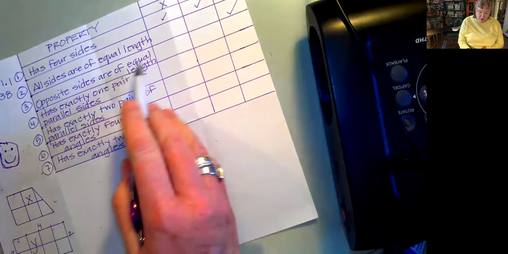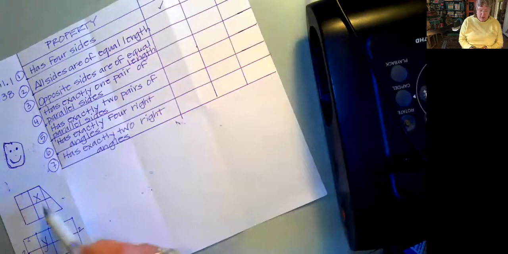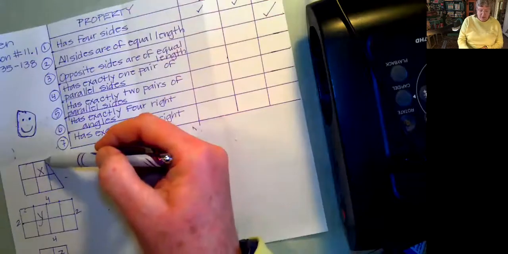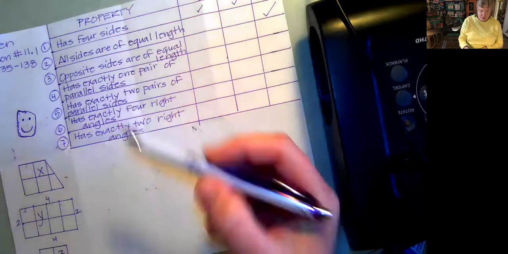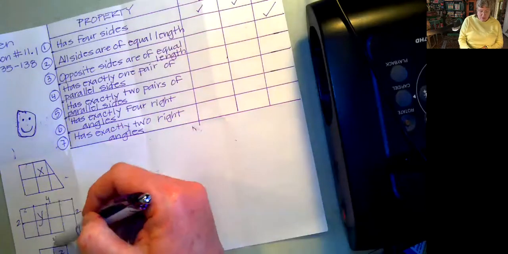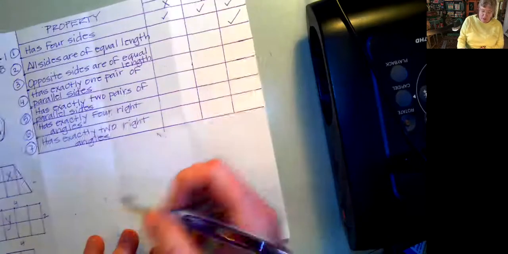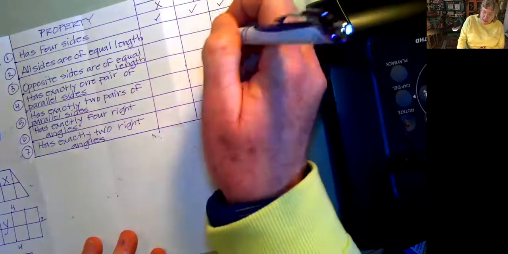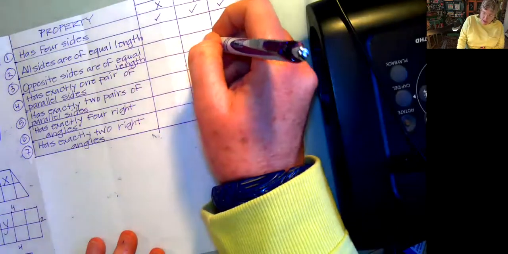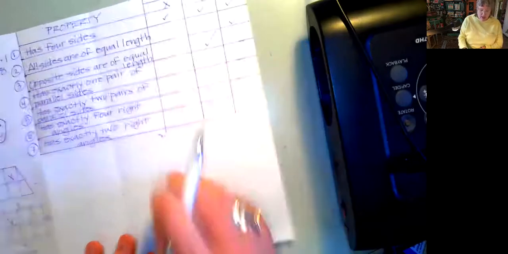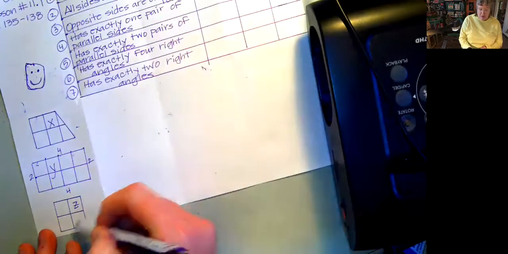Opposite sides are of equal length. No on X, because this one's 2 and this one's 3. 4 and 4, 2 and 2. So we're going to say yes on Y. And 2 and 2 and 2 and 2. So we're going to say yes on Z.